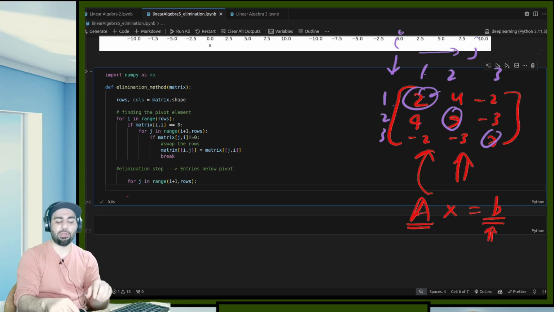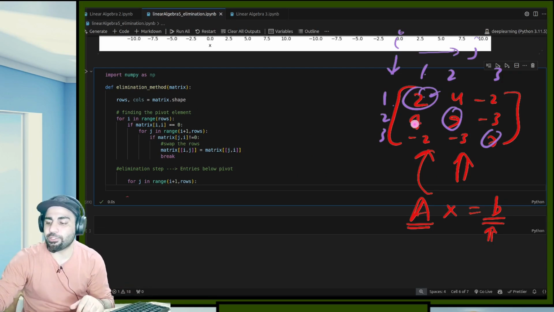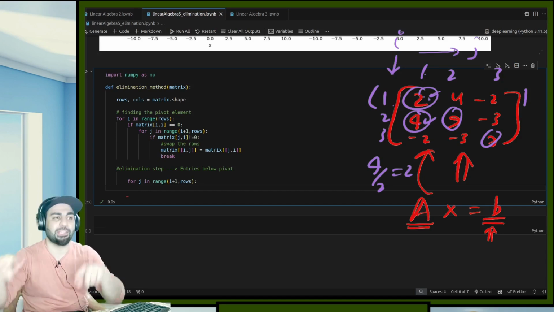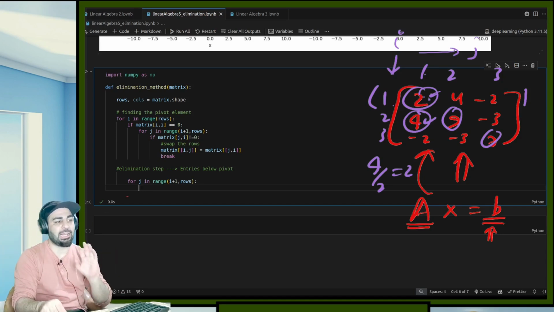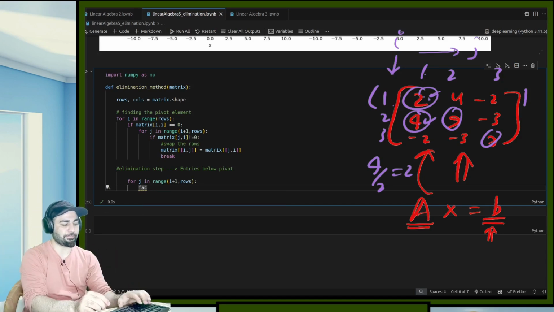The first thing that we have to do is find a factor. Suppose in this matrix the 4 is there. This should be multiplied by 2. So this factor should be first known. You go to this element and divide it by this pivot. So 4 divided by 2 is 2. So our factor is 2, and then you multiply that with the equation. So I'll have to find the factor.